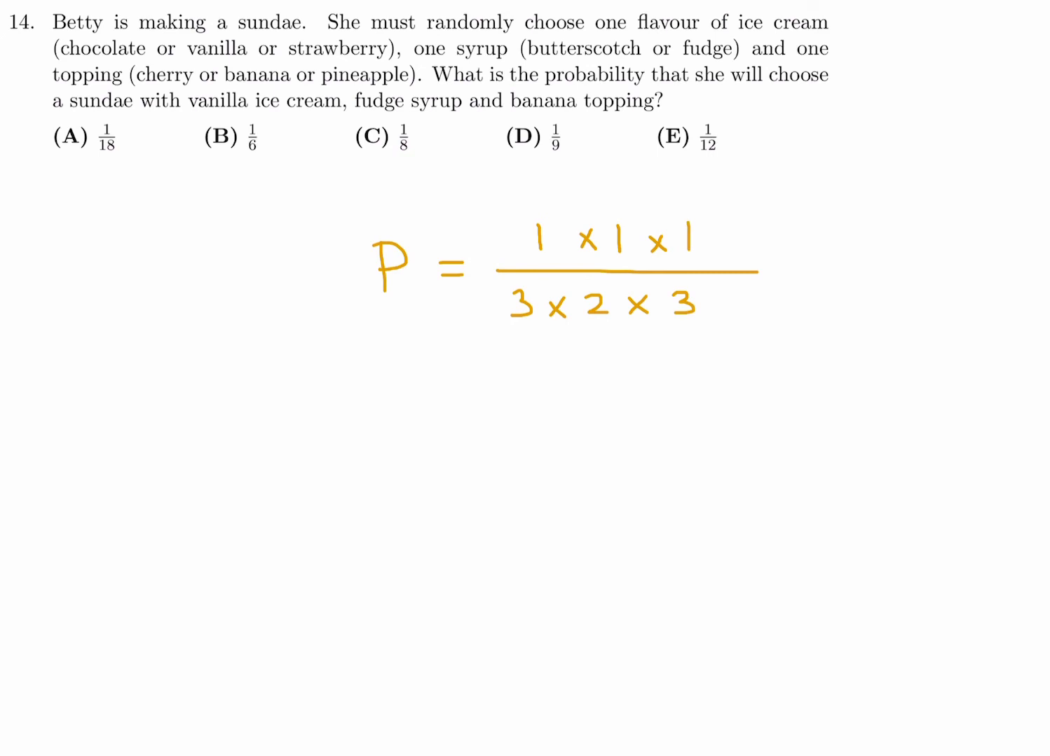So this is our probability. When you do the math, it becomes 1 over 18. So number 14, the answer is A.